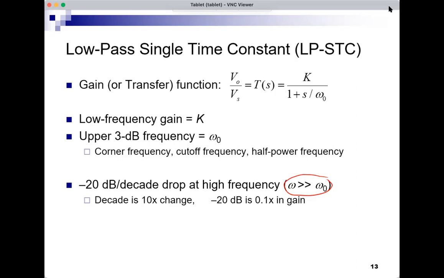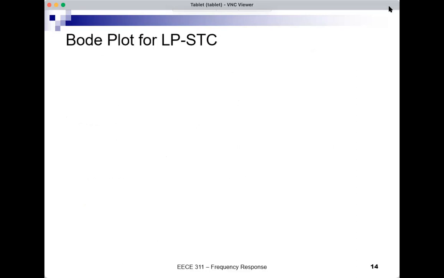So what happens to the amplifier is it's no longer amplifying. It's not even amplifying anything. The output is now less than the input. So this is what we want to study in detail, really. And a nice way to study this in detail is by doing the Bode plots.